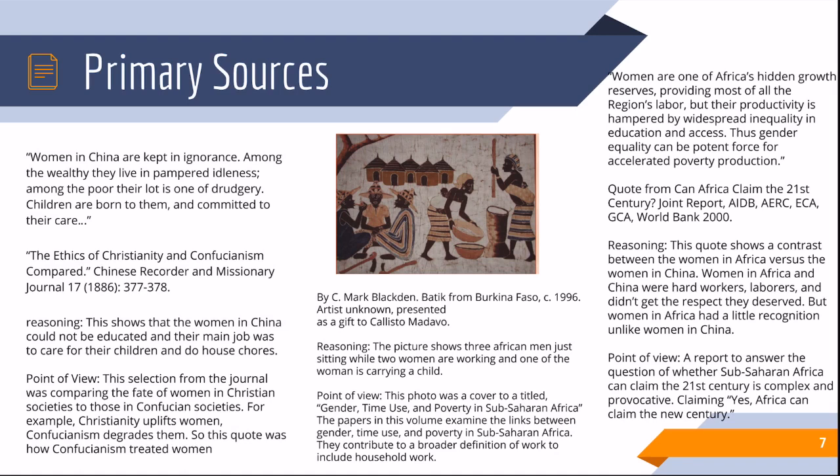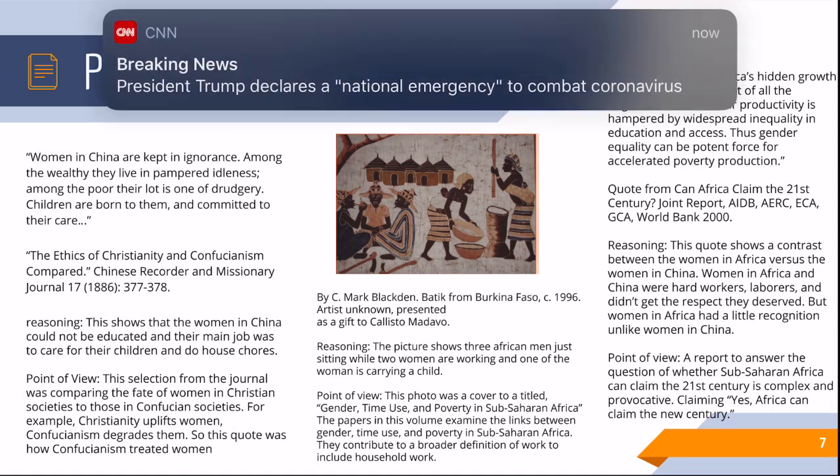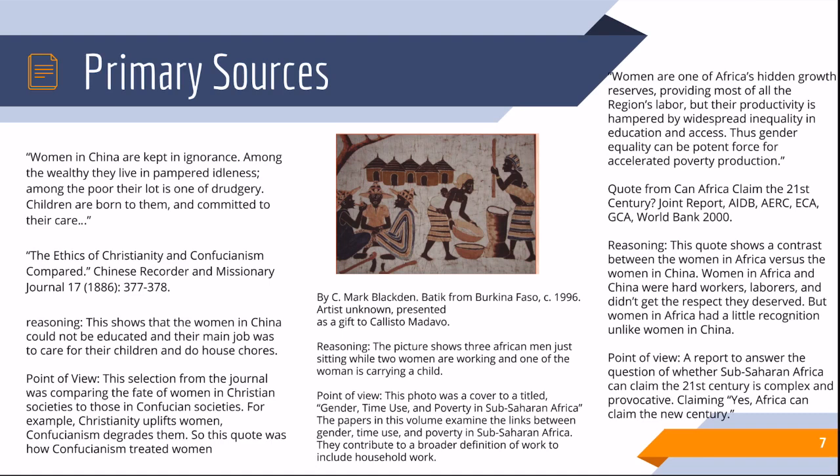Next, you see there's a picture, and in the picture there are 3 African men sitting while 2 women are working, and one of the women is carrying a child. And the last quote says that women are one of Africa's hidden growth reserves, providing most of the region's labor, but their productivity is hampered by widespread inequality in education and access. Thus, gender equality can be a potent force for accelerated poverty reduction. So this quote shows a contrast between the women in Africa versus the women in China. Women in Africa and China were hard workers, laborers, and didn't get the respect they deserved. But women in Africa had little recognition, unlike women in China.